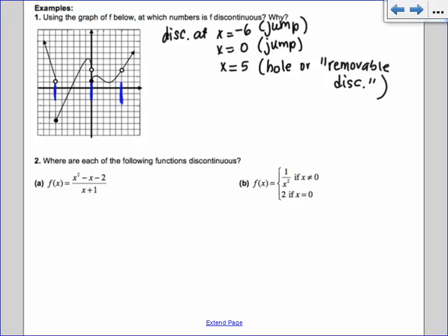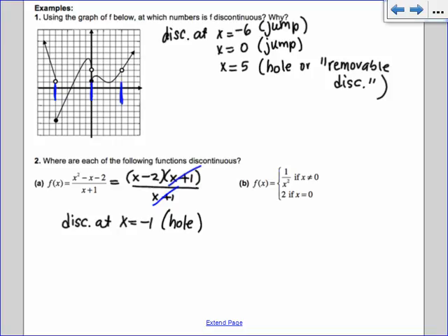So number 2, it says, where are each of the following functions discontinuous? So we have f of x equals x squared minus x minus 2. If I factor, I get x minus 2 times x plus 1. Right, and we see that the x plus 1s then cancel. So we know from Algebra 2 pre-calc that that means that there's a hole there. So it's going to be discontinuous at x equals -1, like I said, because there's going to be a hole.